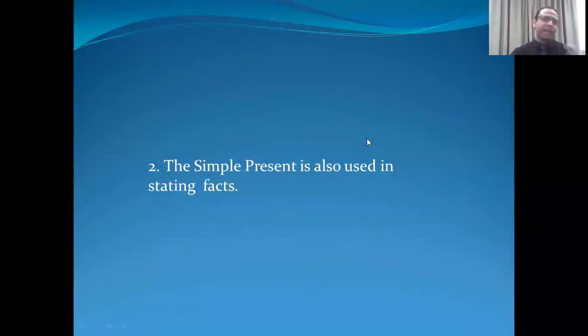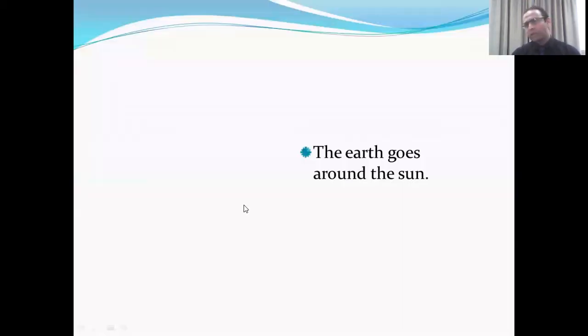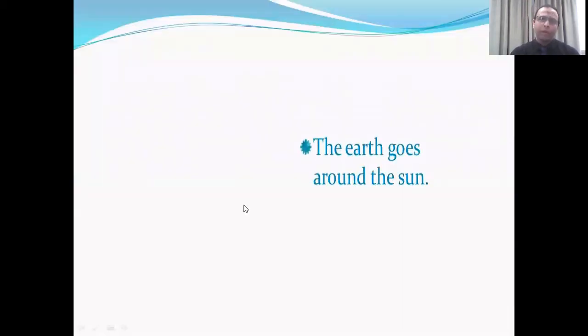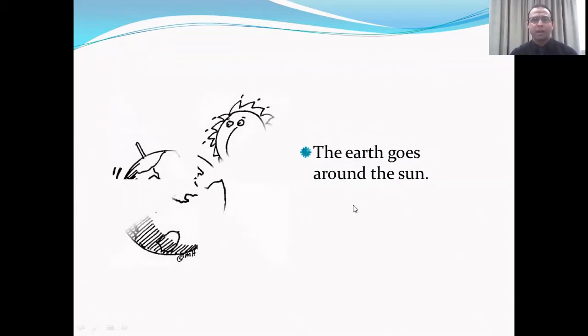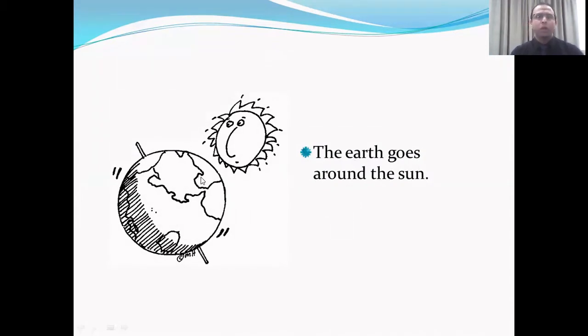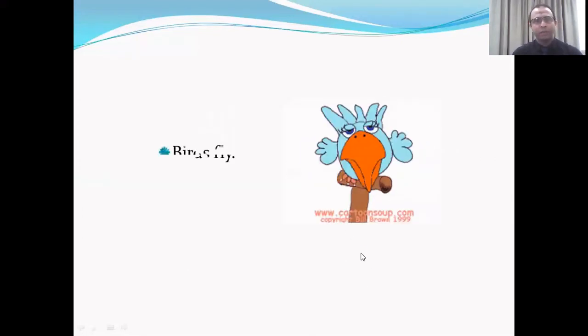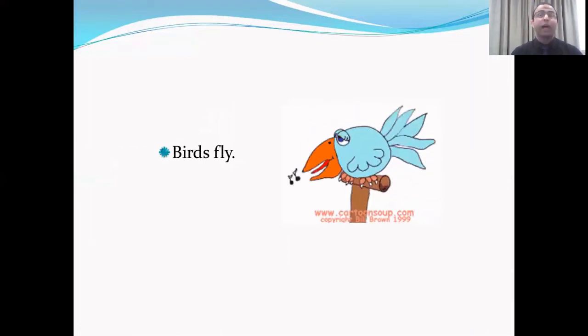Now, this is the second use of the present simple. When I want to express facts, I use the present simple to state facts. This example will make this idea clear. The earth goes around the sun. Another example. Birds fly.